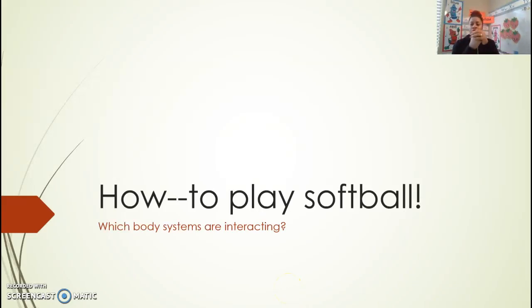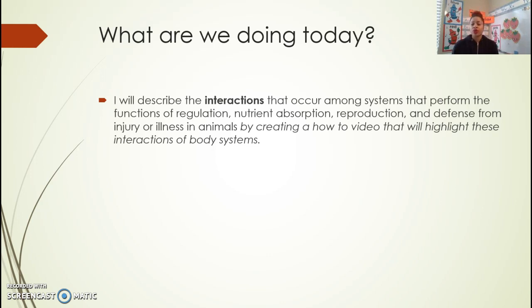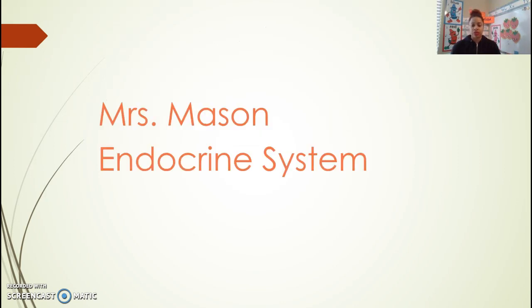Hello, how to play softball. Which body systems are interacting? So, I would describe the interaction that happens among systems when we're performing functions of regulation, nutrient absorption, reproduction, and defense from injury or illness in animals by creating an educational video to show you how to play softball and highlighting the interactions of the body systems. My name is Mrs. Mason. Hello, how are you out there?